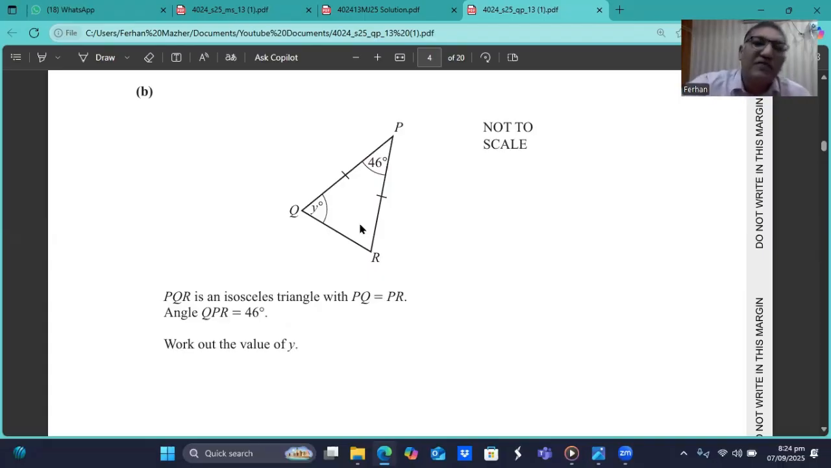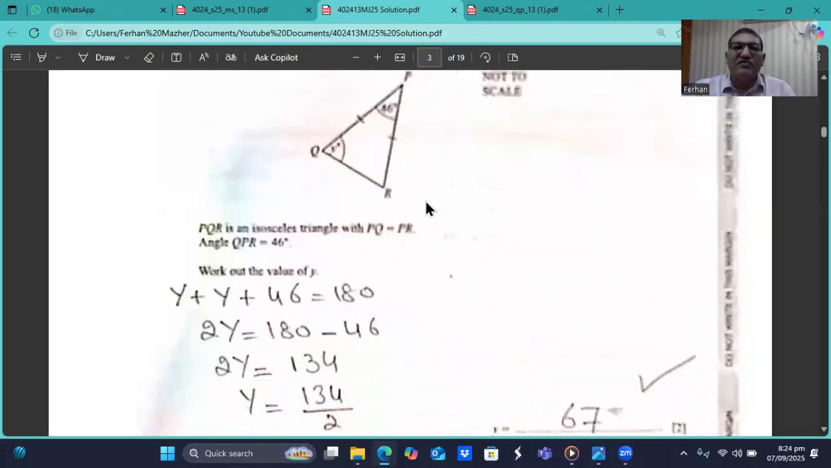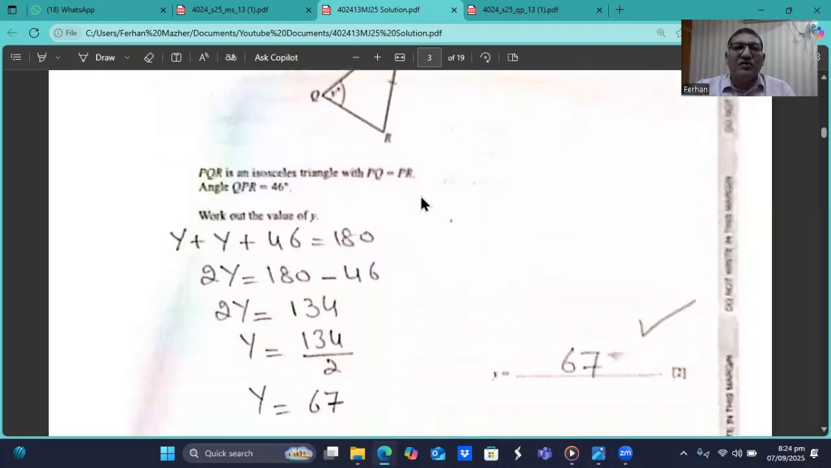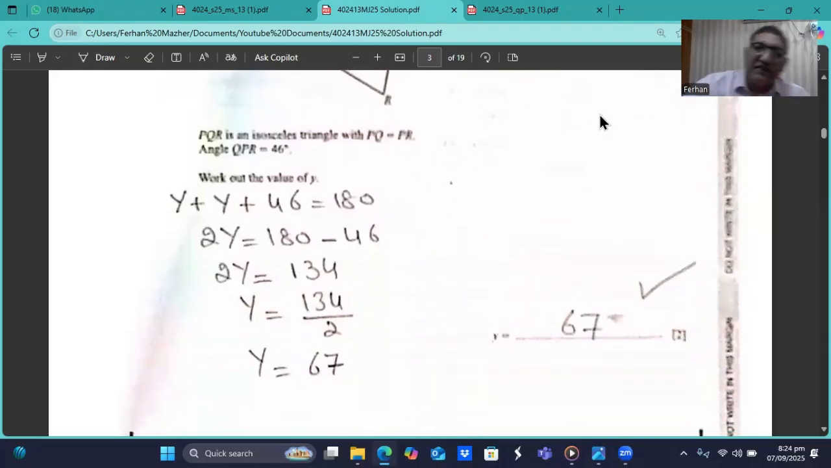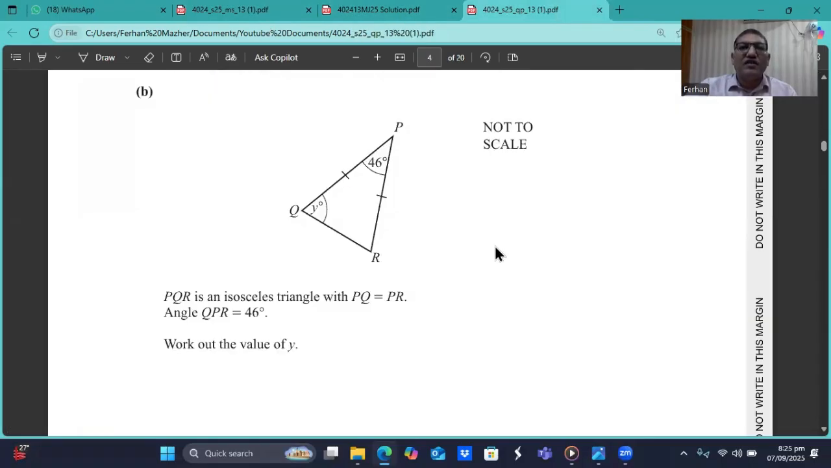So we will have Y plus Y plus 46 equal to 180. The sum of the internal angles of a triangle is 180. So 2Y is equal to 180 minus 46. So Y will be equal to 134 divided by 2. So that's 67. So question number 3, B part, 67 is the right answer. So this is how we will solve this.